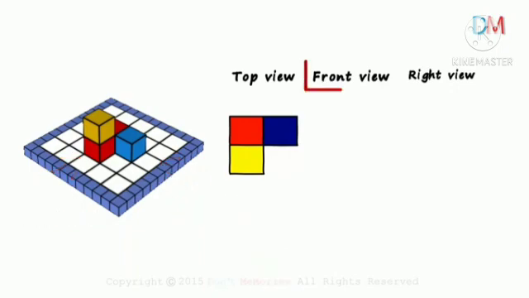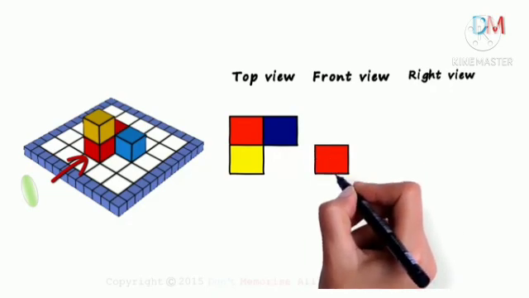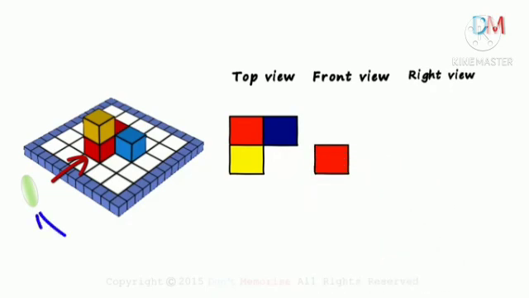Okay, let's draw the front view first. The front view is the view from here. At the bottom, we have the front face of this red cube. So we draw a red square here. Imagine you are standing here.